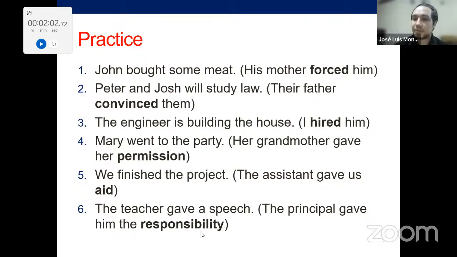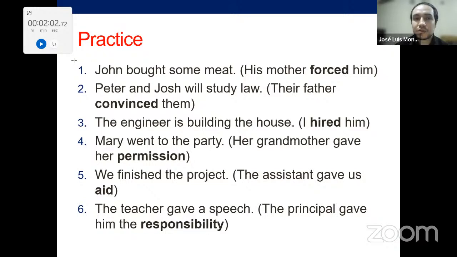Very good. Perfect. Thank you, Karen. That's correct. John's mother made him, you can use him directly to not mention John again, buy some meat. And we are using buy because we are already conjugating the main verb in past, which is make. That is going to become made. Okay, good. That's one. So we have that done very well.